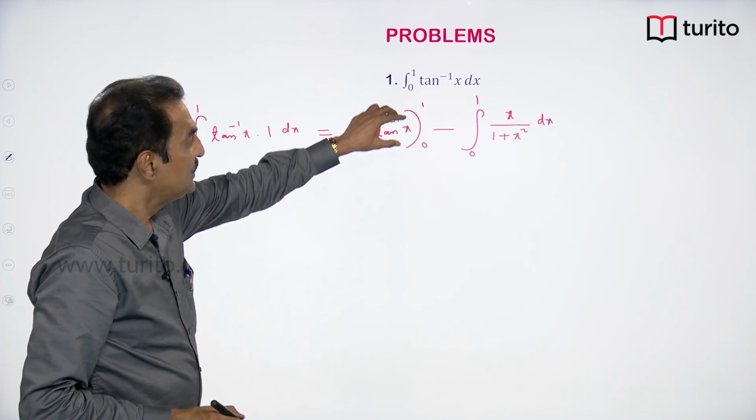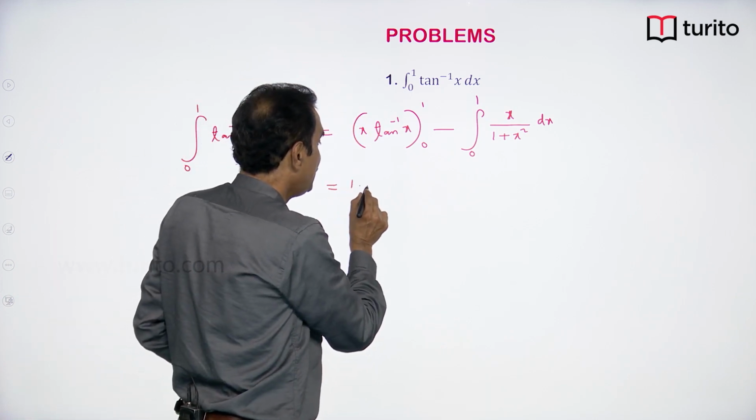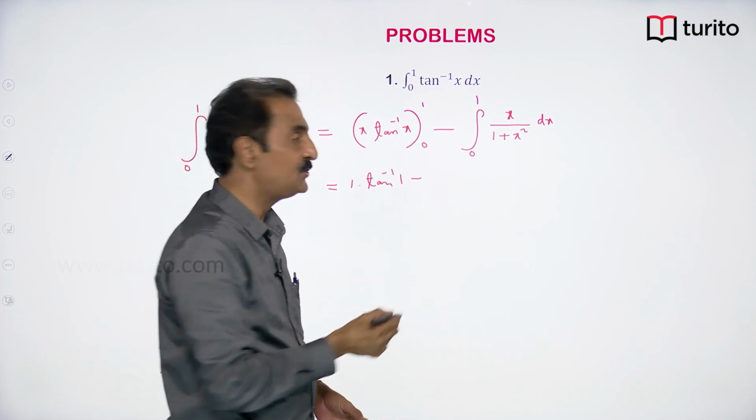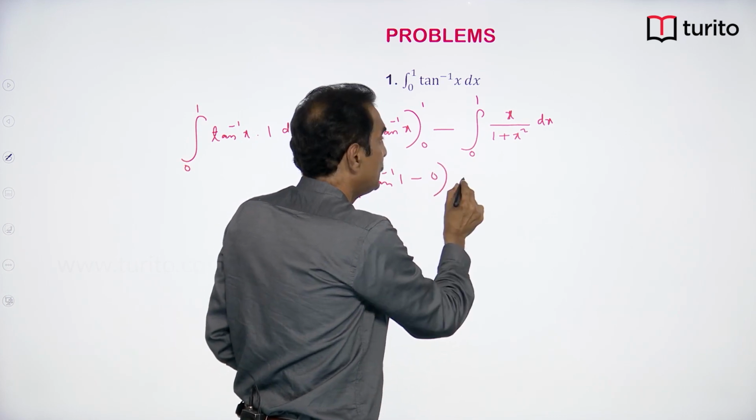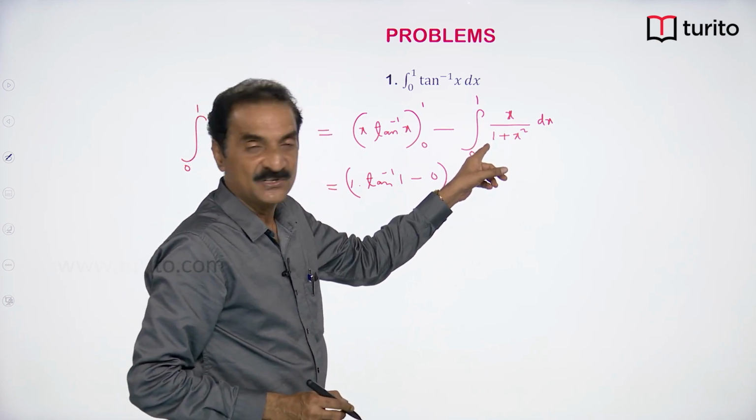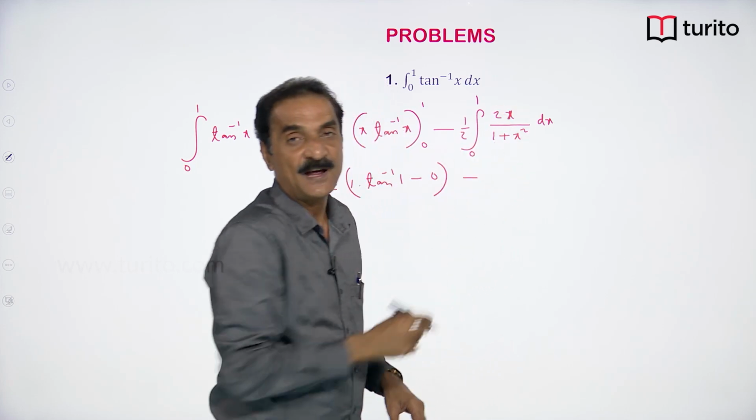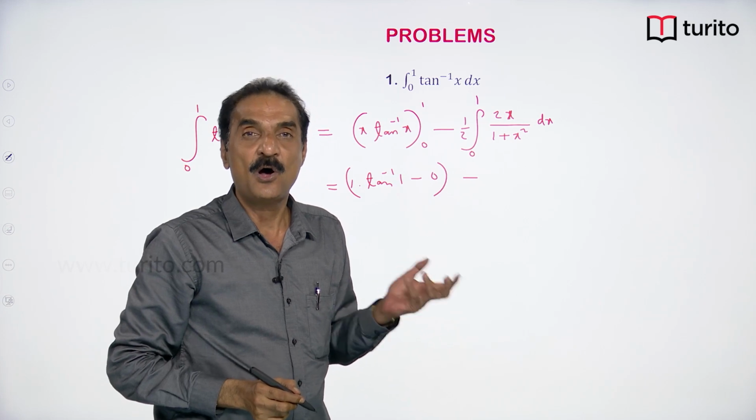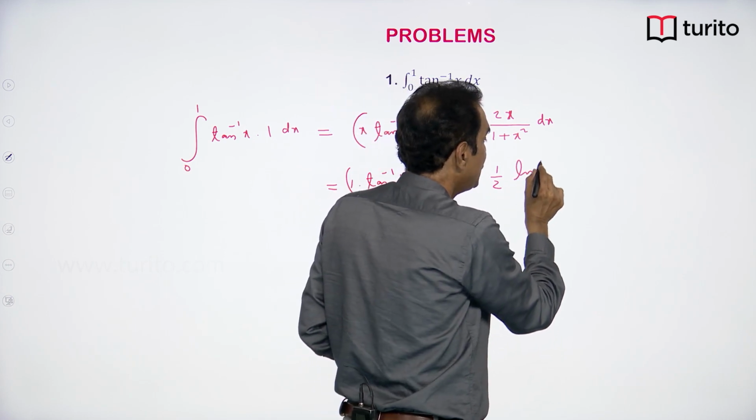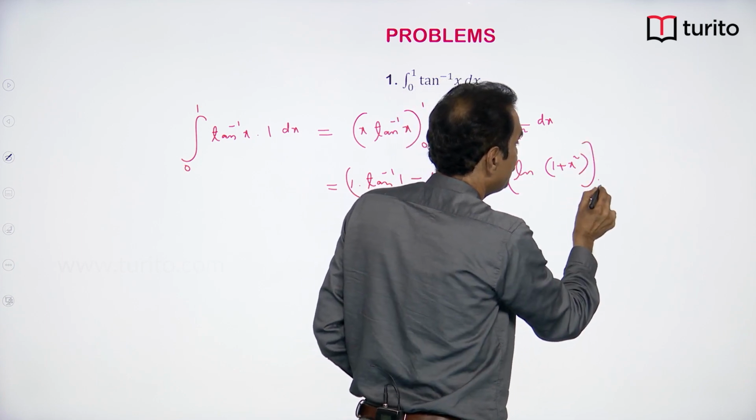Now here you substitute the limits. First 1, you will get 1 into tan inverse 1 minus 0 into tan inverse 0, 0 minus, how to integrate this, x by 1 plus x square? The derivative of 1 plus x square is 2x. So if you multiply and divide by 2, it becomes f dash x by f x, and its integral is log f of x. So it is minus half into, its indefinite integral is log 1 plus x square between limits 0 and 1.